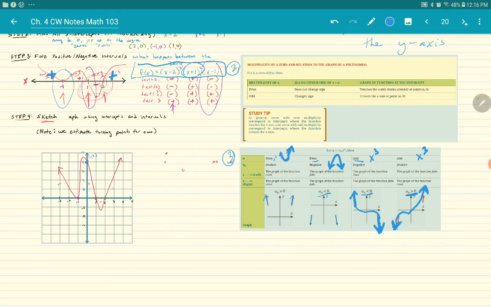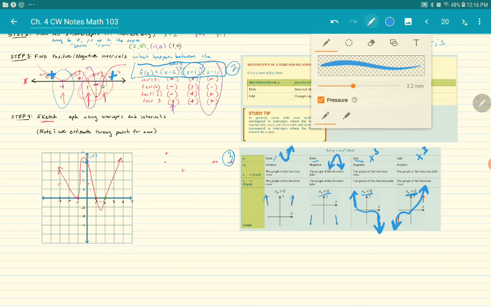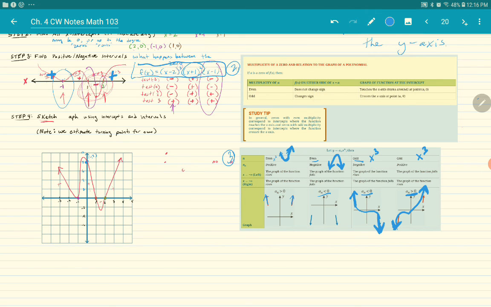All right. So you can see how this thing right here, when I found those intervals by using test points, I also could have thought about the multiplicity of each zero to see what happens between the zeros and the end behavior.